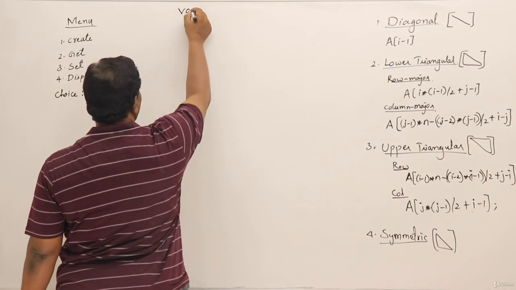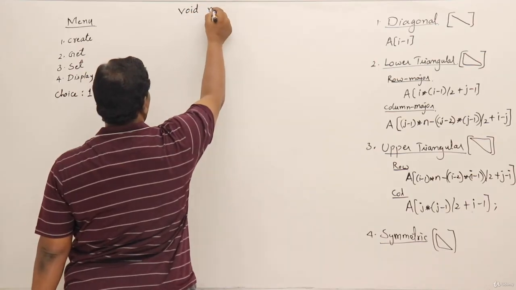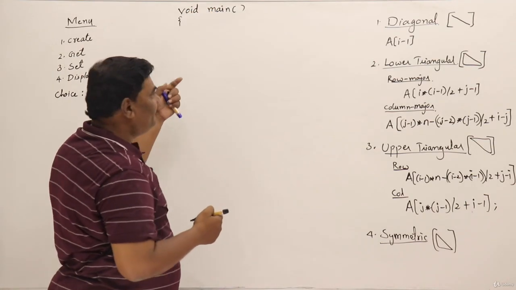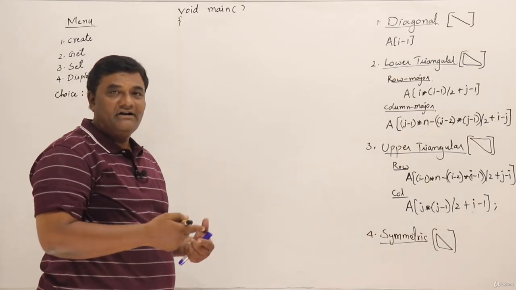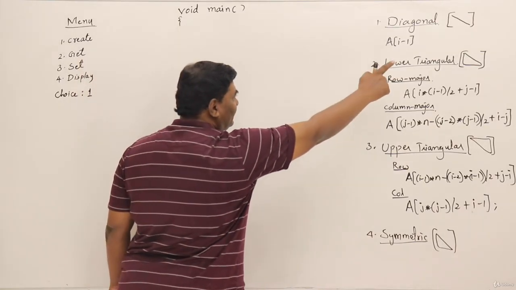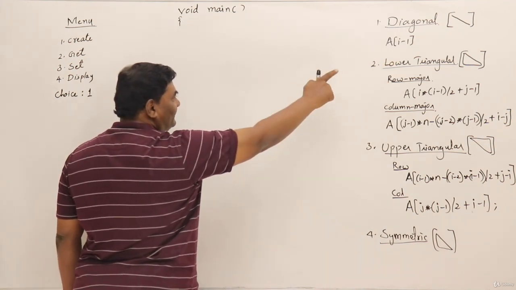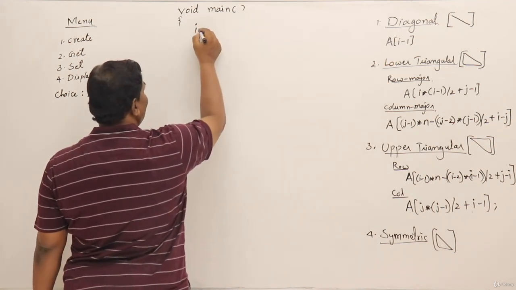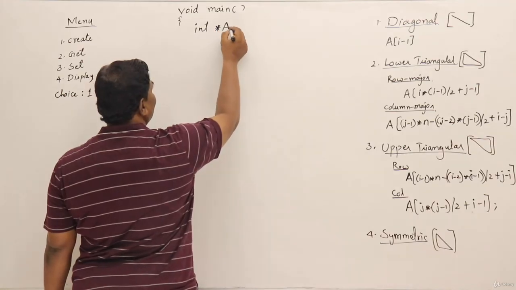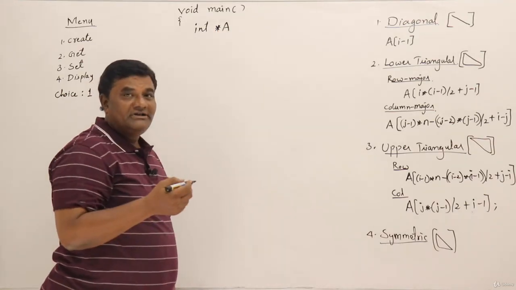So here is the starting point, that is main function. What are the variables I need? Initially I will take a few variables, later on if required I will add more. First of all I need an array for storing the elements. For that I will take a pointer, int *a, because I don't know how many elements there are.